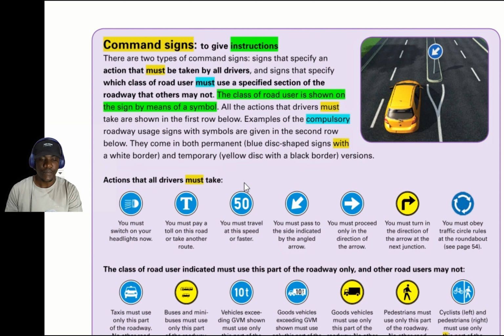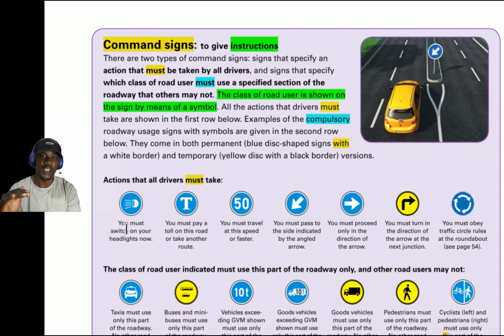So the first sign there, it tells you you must do what? You must switch on your headlights now. So you don't have any other option. It's something you must do now. You must. That's a command. So every time when you're writing your test and you see this sign, you know that it's an action you must take. Remember, when you see on your question there, you must do this. You must take this action. You must switch on the lights.